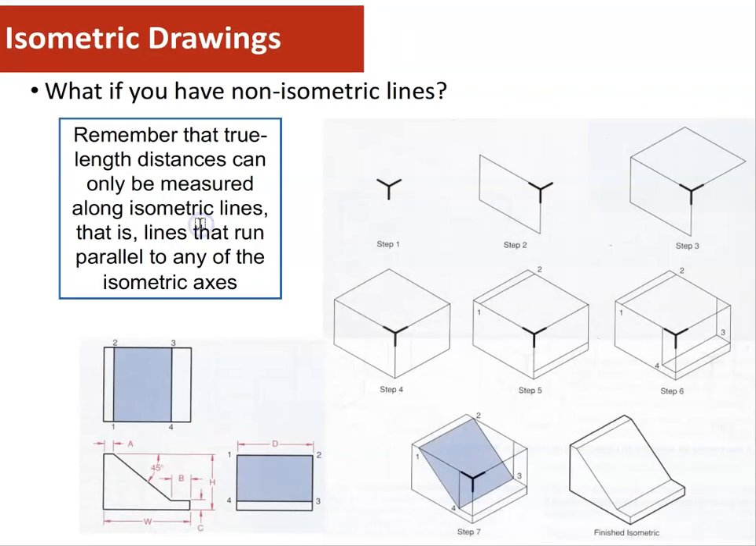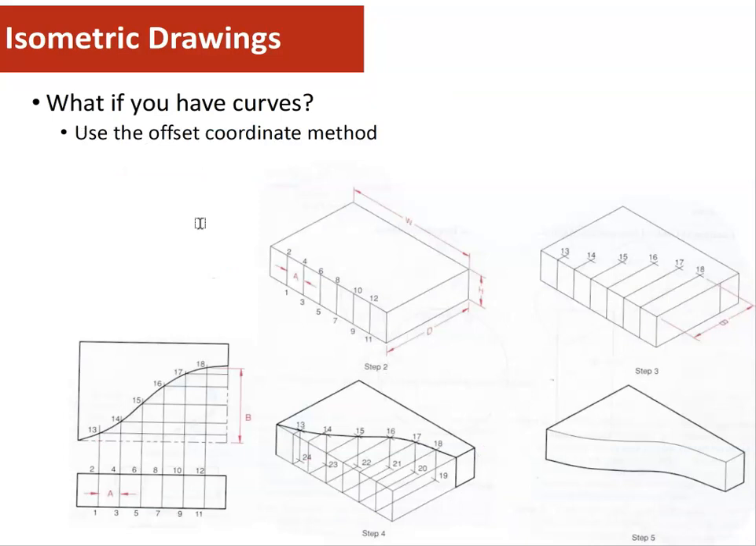Okie dokie. Next. For isometric drawings, what if you have curves? The oddball previously was, what if you have a non-isometric line? And we know that it would not be true scale. But what if you have curves? A way to draw that is to use the offset coordinate method. You can look this up in your textbook, but I won't go over it. We're not going to cover it in our syllabus, but in the future, if it is necessary for you to use it, you have to know that this thing exists and it is possible to do.